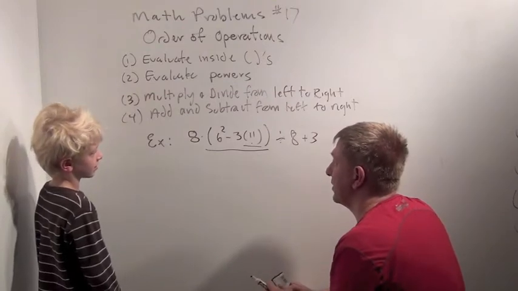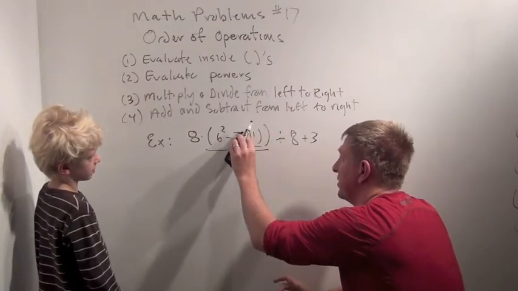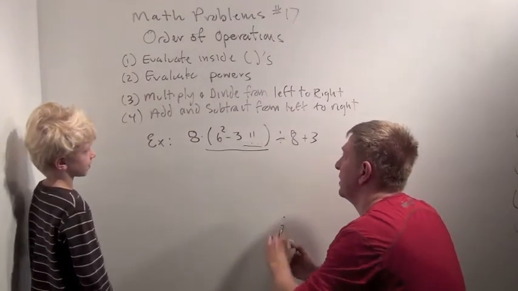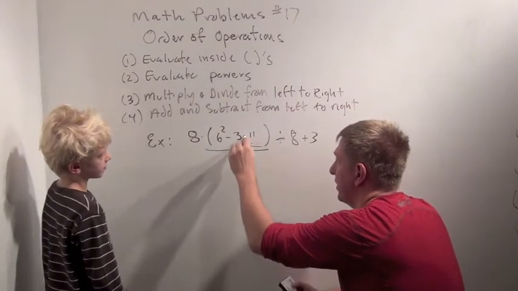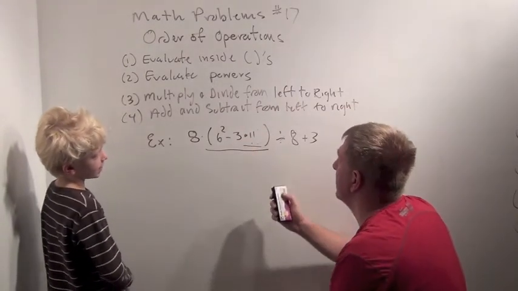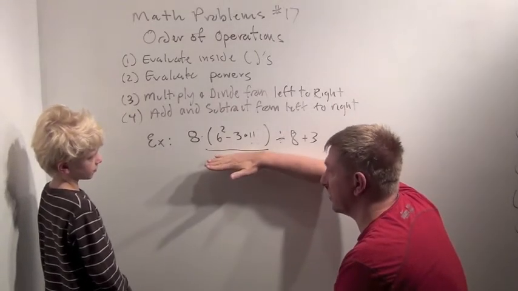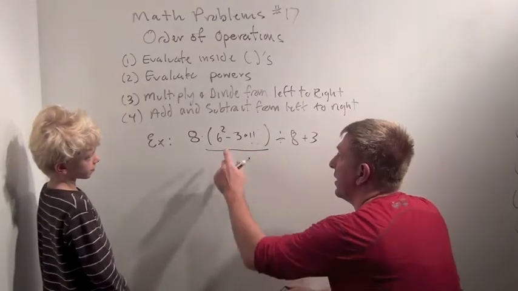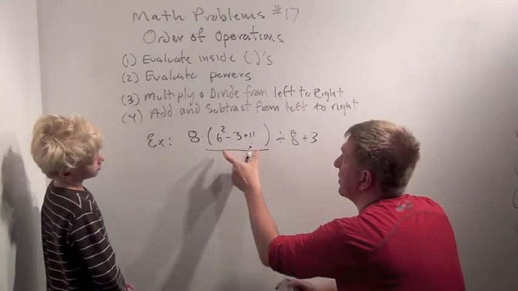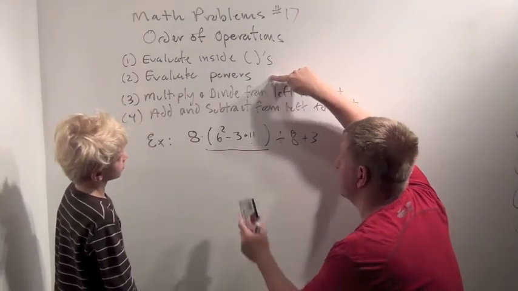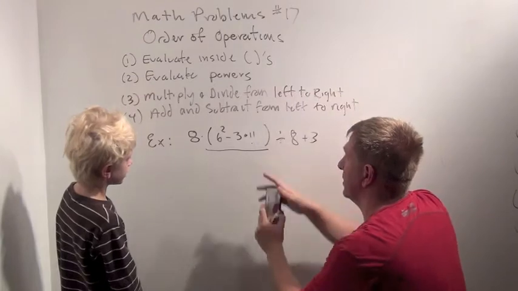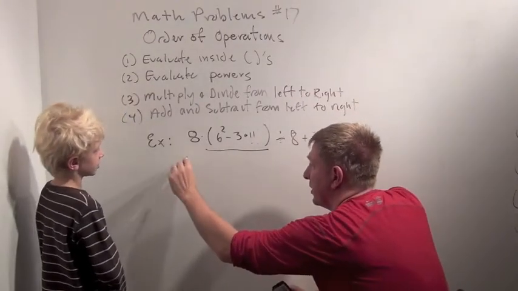So now there's nothing to evaluate, so we can get rid of these parentheses. This is just 3 times 11. Now I'll write everything else out. Now we're back to being inside these parentheses. Are there any powers inside these parentheses? Well, yes, 6 squared. What is 6 squared?